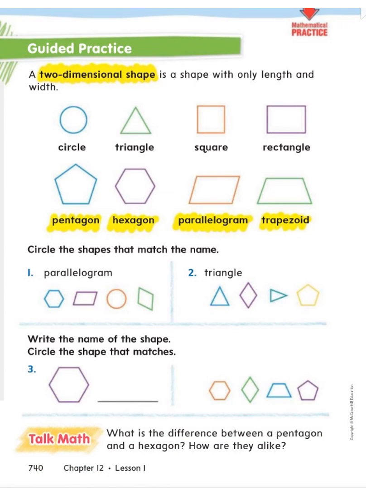Okay, a two-dimensional shape is a shape with only length and width, like we said, and we're going to be looking at these 8: a circle, a triangle, a square, a rectangle, a pentagon, a hexagon, a parallelogram, and a trapezoid. Now, some of these you already know, and there are little clues hidden in the words. Like in triangle, tri means 3. And in pentagon, penta means 5. Hexa means 6. These are all Greek words.